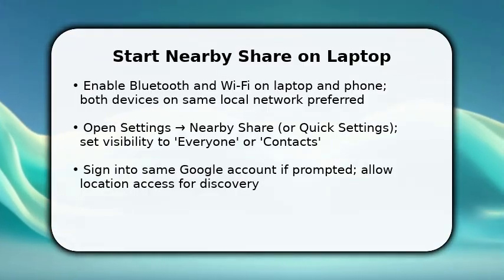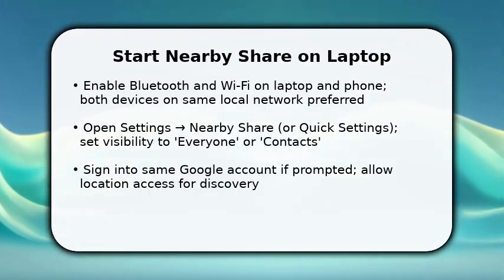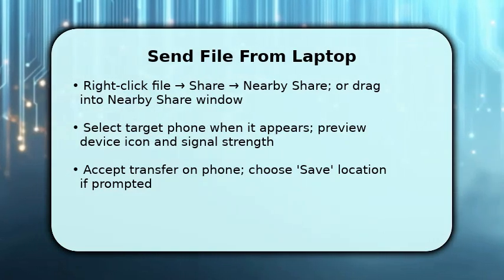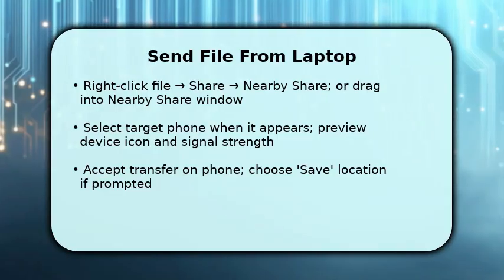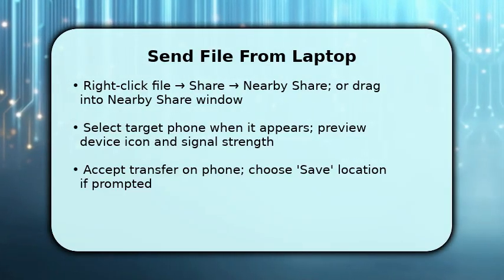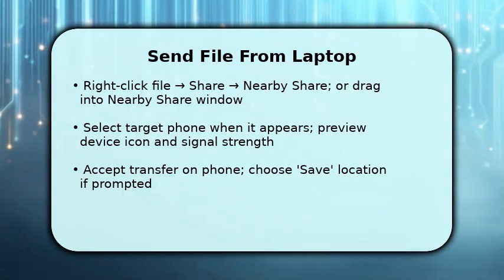Make sure location permission is granted on the phone because discovery relies on it. Next, find the file on your laptop and use right-click, Share, Nearby Share, or open the Nearby Share panel and drag the file in. This triggers a scan for nearby devices.